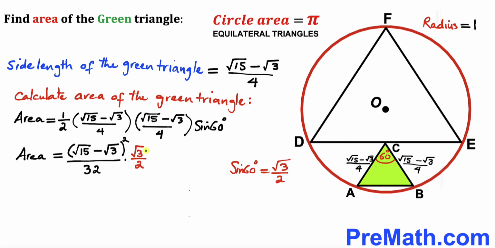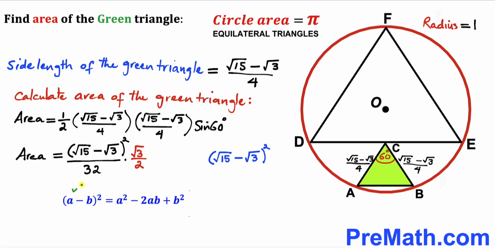As you can see in this next step, square root of 15 minus square root of 3 times the same quantity is going to give us square root of 15 minus square root of 3 whole square. And at the denominator, 4 times 4 is 16, times 2 is 32 at the denominator. Finally, I have replaced this sine of 60 degrees by square root of 3 divided by 2. Now let's focus on this numerator part, the square. Here I have copied it down.